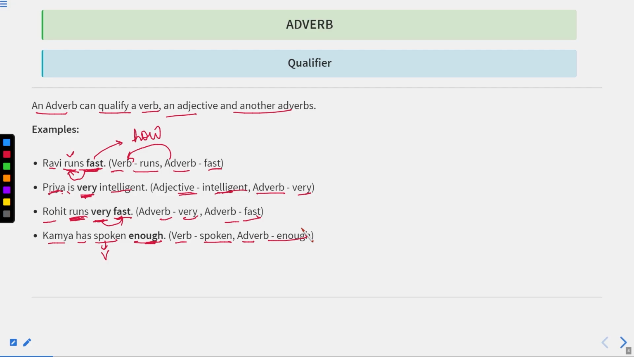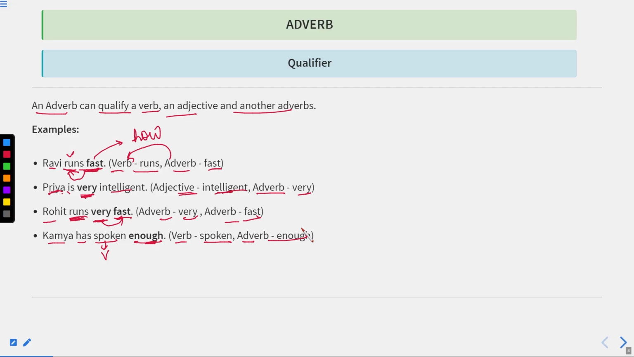For example, if I say, frankly, this is the truth, or literally, this is the truth. Literally is an adverb, because it is qualifying the entire sentence. Literally means truly. Truly, really, literally, unfortunately, these are adverbs which we can use at the beginning of the sentence, which qualify the entire sentence, not a single part of the sentence.